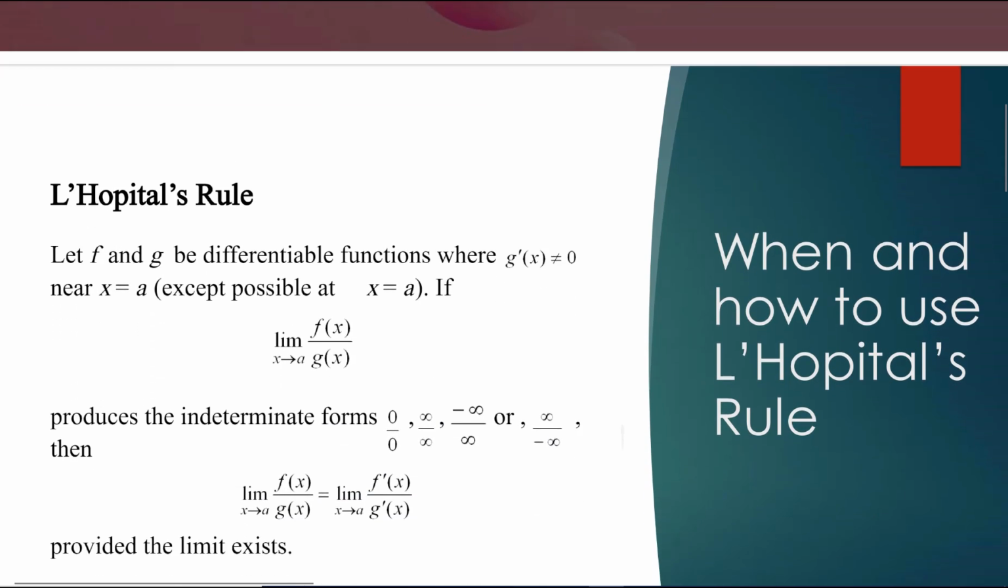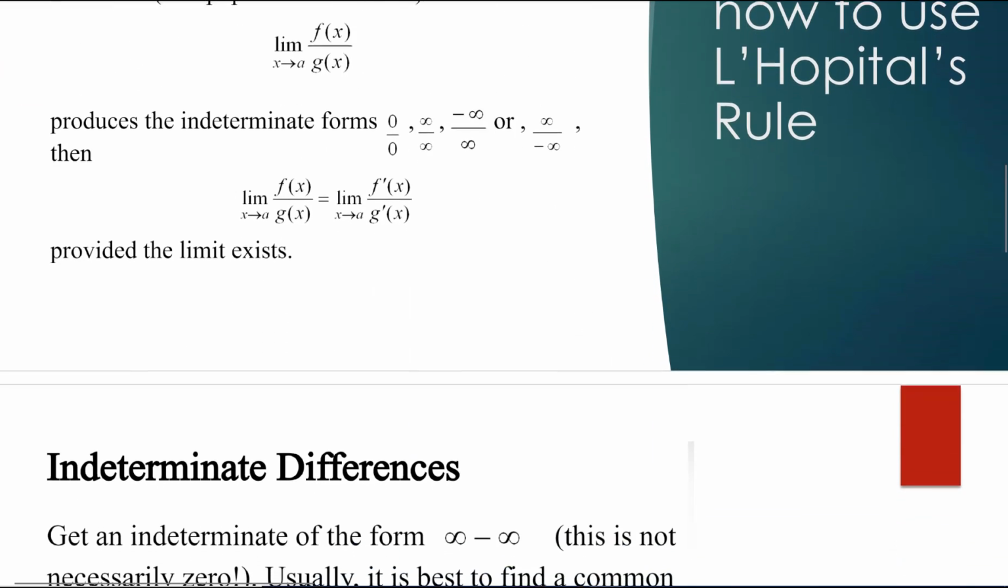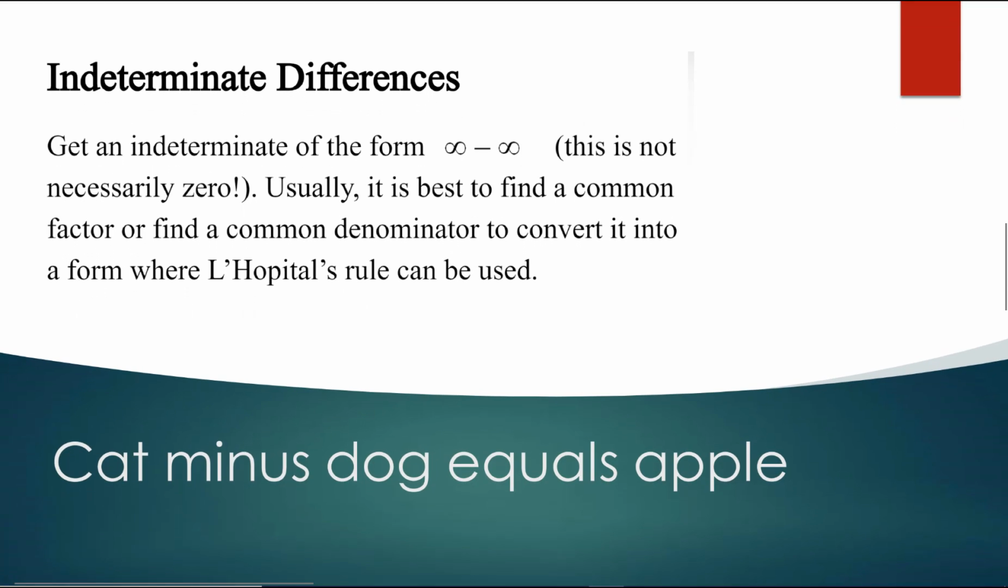Now we've already defined what L'Hopital's rule is. There's a bunch more words, but here it is. The indeterminate differences. We get an indeterminate of the form infinity minus infinity. This is not necessarily 0. I keep repeating this because it's not. Usually it is best to find a common factor, or I just find a common denominator and make it into an infinity over infinity or 0 over 0 case, just by using algebra first. Then you use your L'Hopital's.